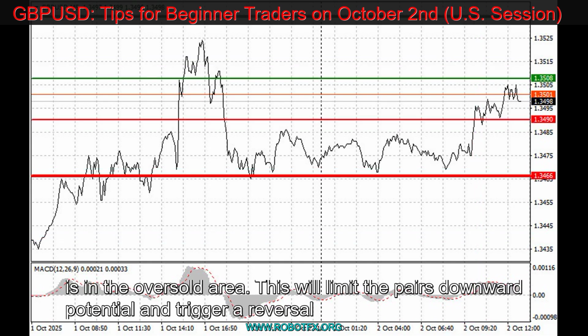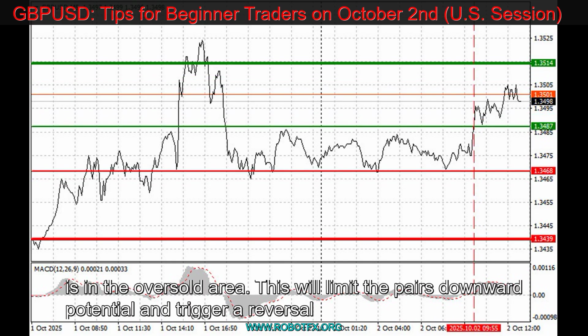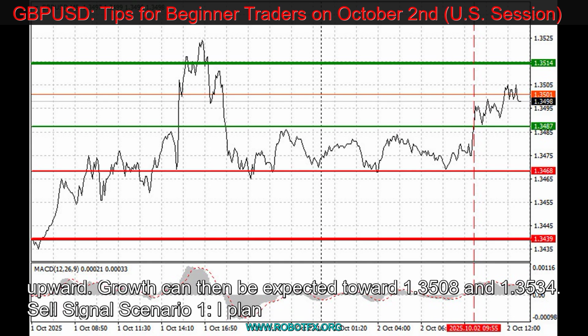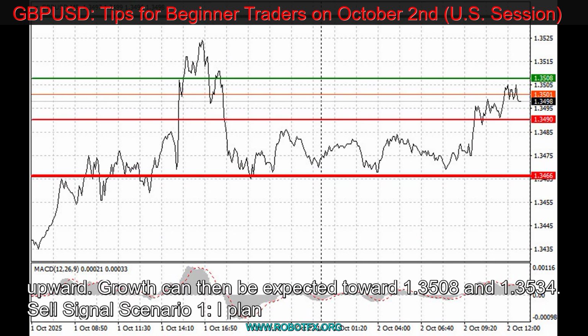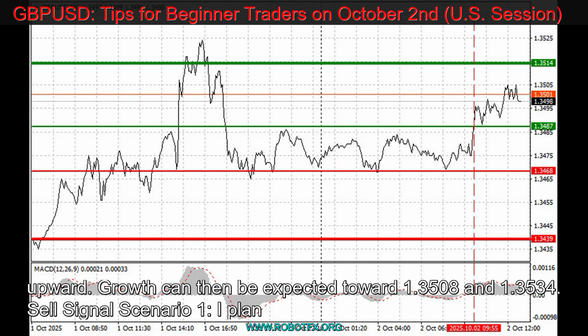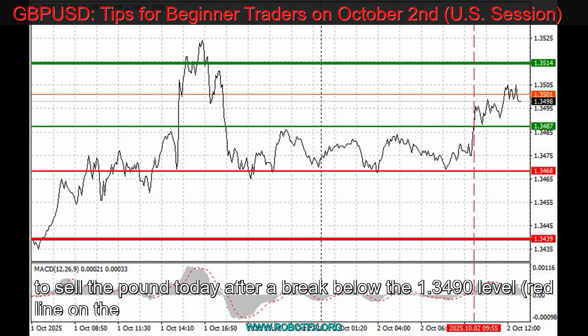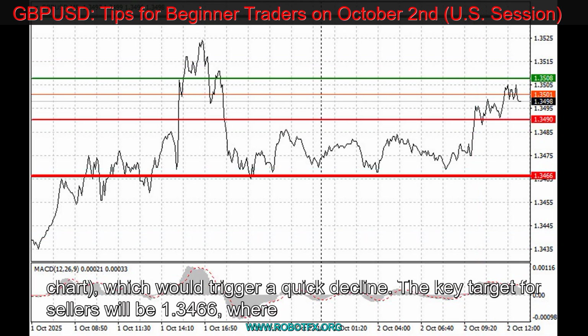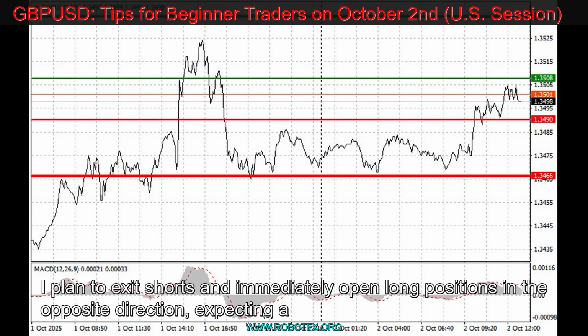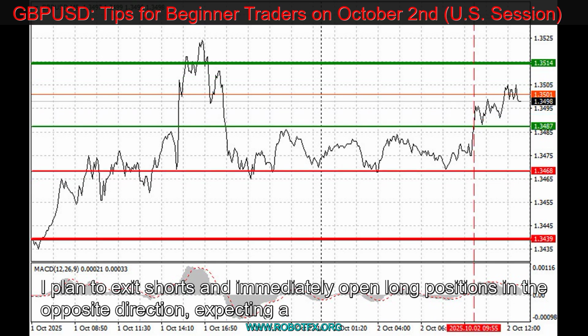Sell signal, scenario 1: I plan to sell the pound today after a break below the 1.3490 level, the red line on the chart, which would trigger a quick decline. The key target for sellers will be 1.3466, where I plan to exit shorts and immediately open long positions in the opposite direction, expecting a 20-25 point rebound. The pound could fall sharply in the second half of the day after strong US data. Important! Before selling, make sure the MACD indicator is below the zero mark and just starting to decline from it.